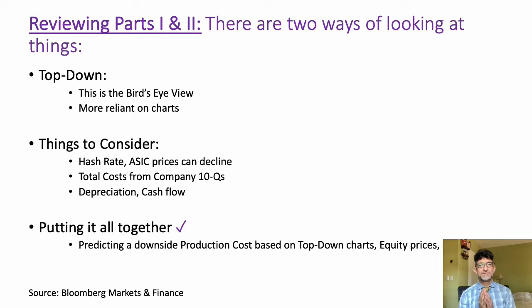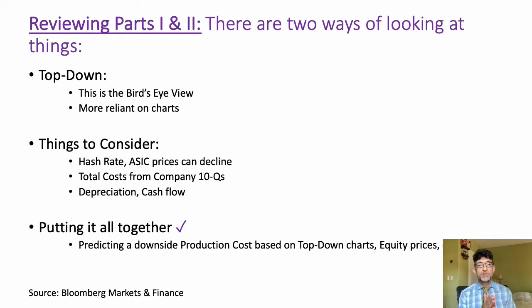In part 1, as you know, we discussed a bird's eye view, top-down information, which was more reliant on charts. In part 2, we discussed something between the top-down view and the bottom-up view, meaning we looked at things to consider from part 1, like the hash rate and ASIC or chip prices. But we also considered total cost, and this comes from looking at the bottoms-up view.